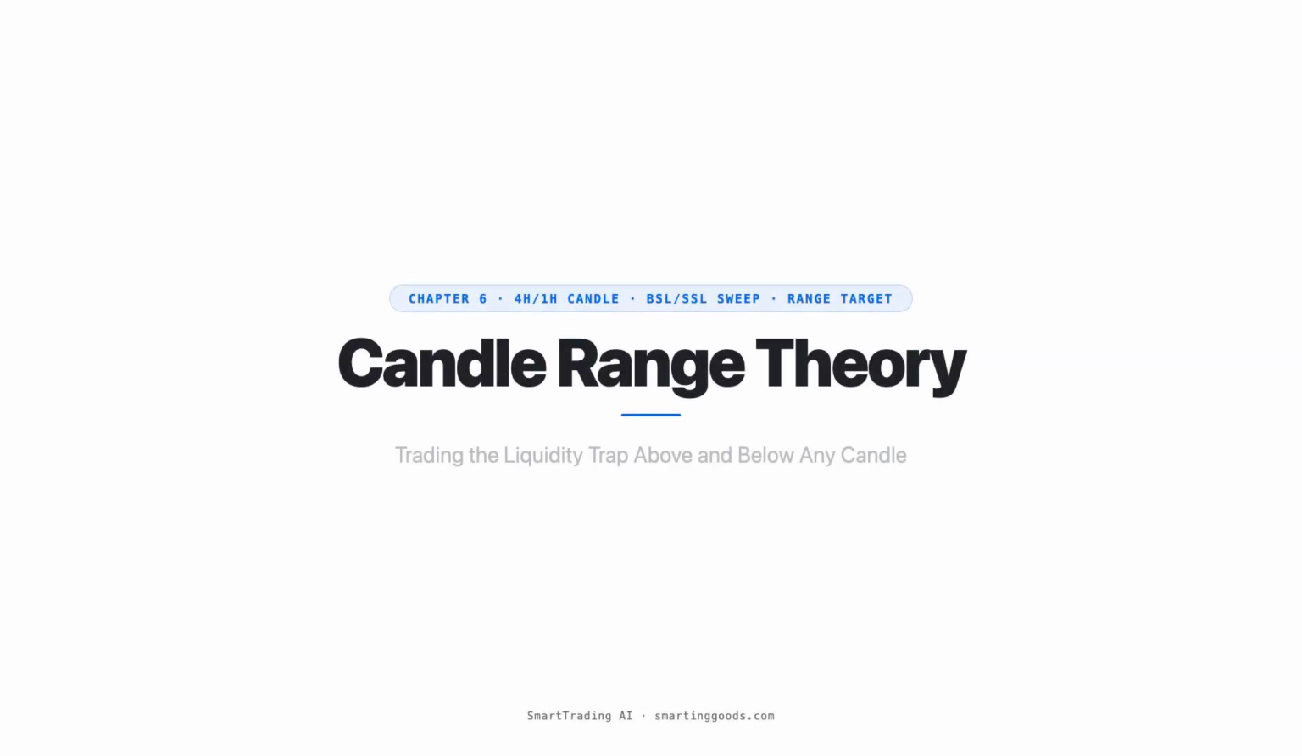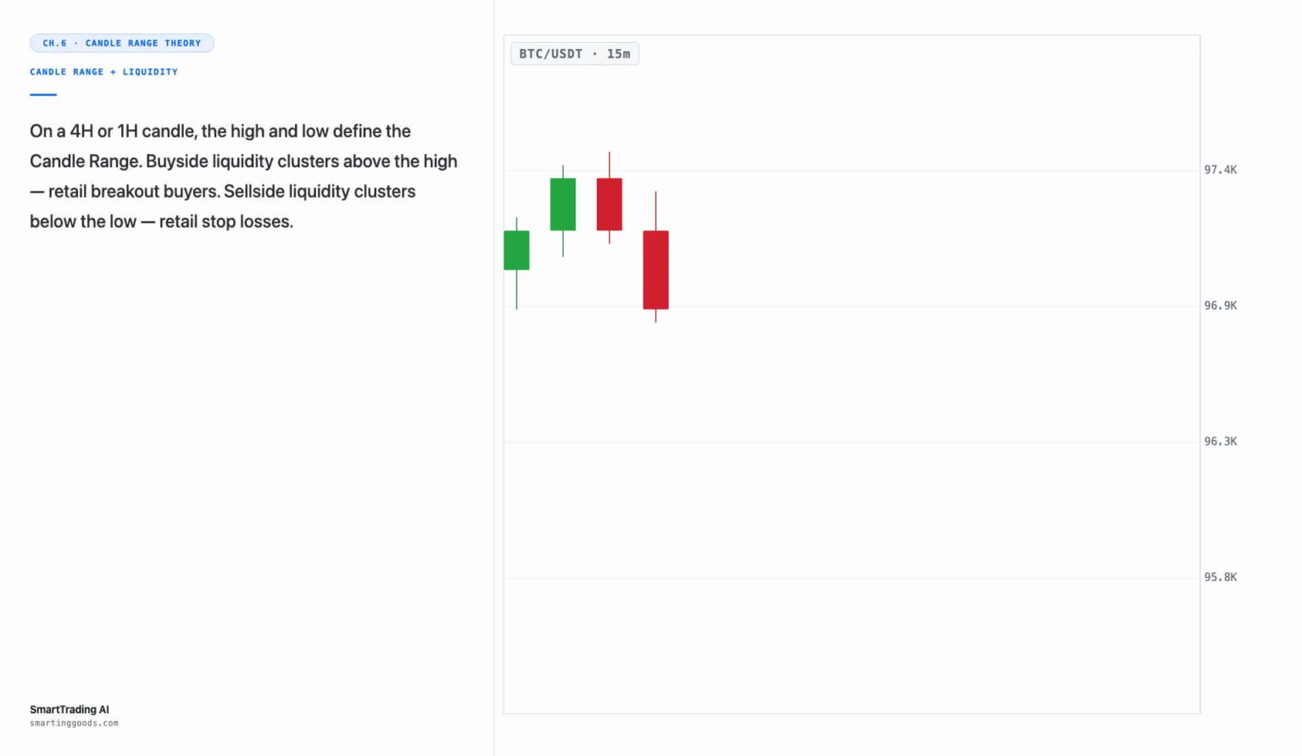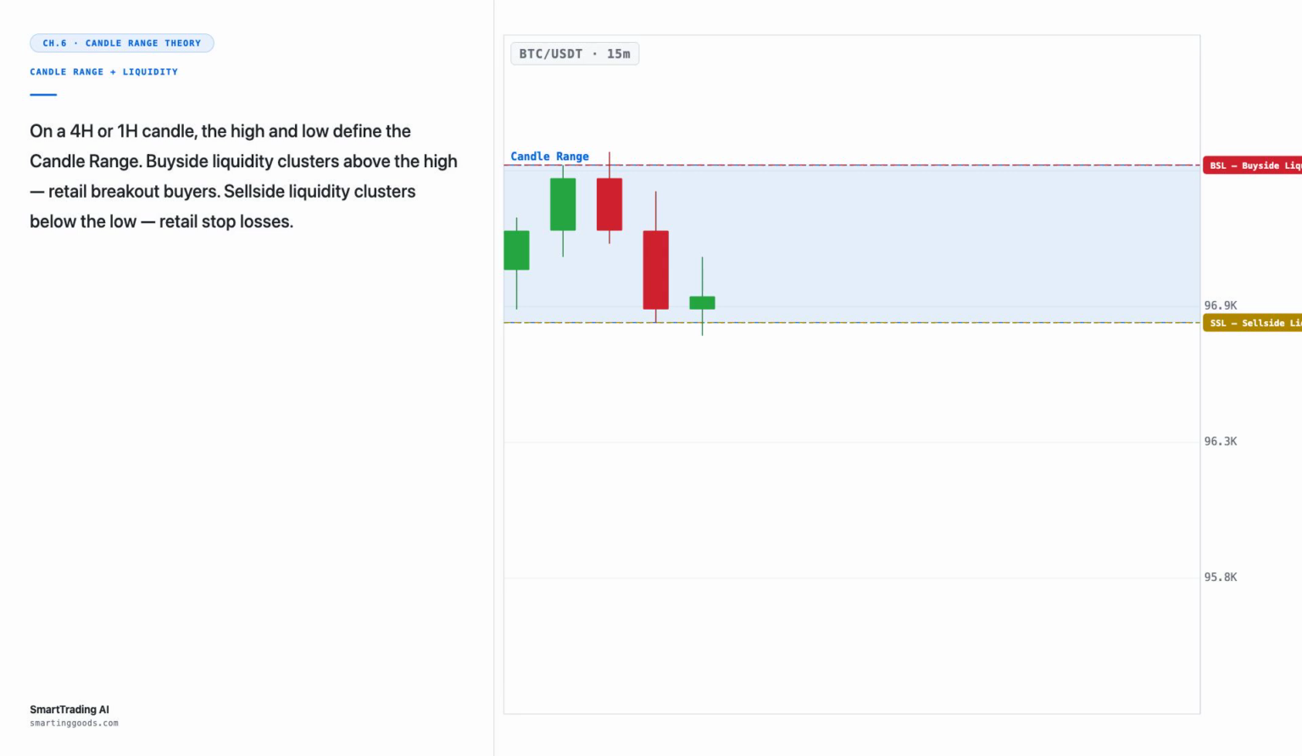Candle range theory teaches you to trade using the structure of individual candles as your map. Every candle tells a story about where institutions place liquidity, and CRT gives you a framework to read it. Here is the core concept. Every candle has a range, the distance between its high and its low.